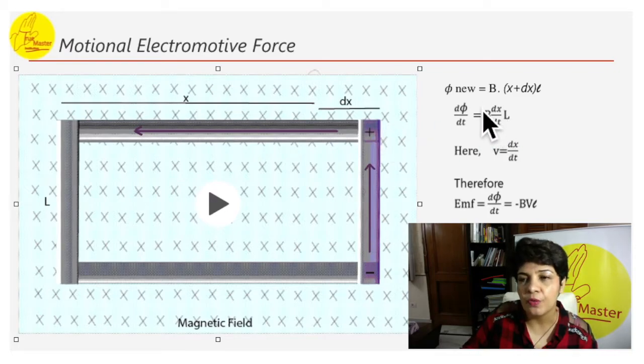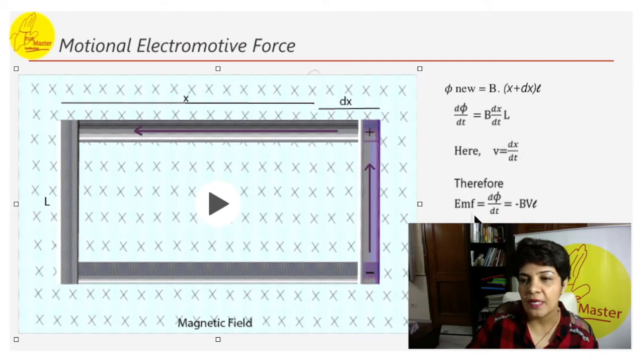Now we know dflux by dt. If we divide both sides, left side and right side, by dt, dflux by dt equals B into dx by dt into L. What is this L? L is this length. Where is this L coming from? This L is coming because the area is written as breadth into length, right? So this is the breadth, the width here. So L. This dx by dt can also be written as velocity. Why? Because speed is equal to distance by time. So V is equal to dx by dt.